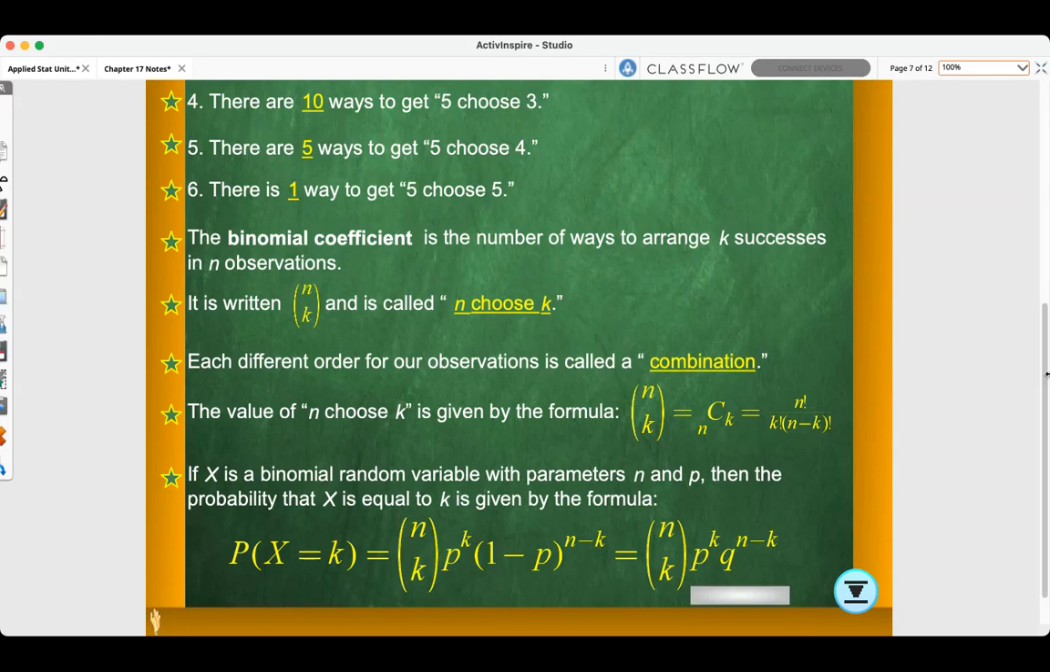If X is a binomial random variable with parameters n and p, then the probability that X is equal to k is given by this following formula. Usually we use n choose k times p to the k and q to the n minus k.